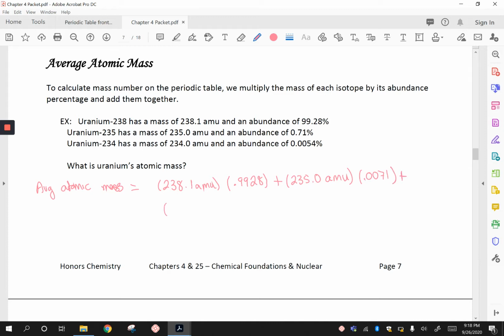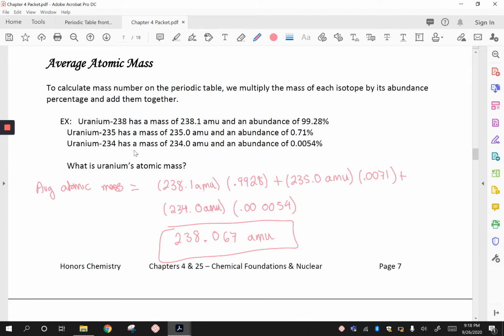And then finally, 234.0 AMUs, and its abundance 0.0054%. If we divide that by 100 to make it a decimal, it would be 0.000054. Add all these together and you get 238.067 AMUs. Now, does that number make sense?